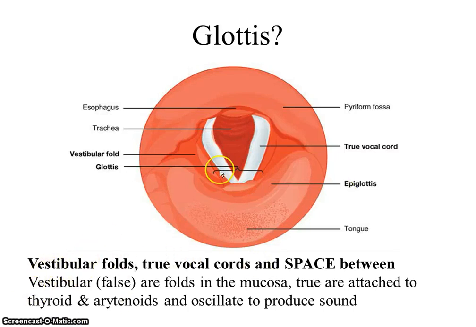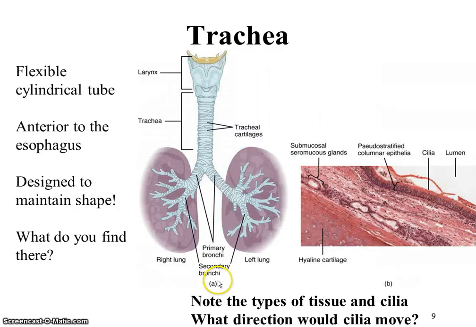So again, the space between the vestibular folds is part of the glottis. Folds in the mucosa, two are attached, and these are what actually, when air rushes past, sound is generated in. Then your lips and tongue will form the sounds emanating from what we used to call our voice box, the larynx. So again, they oscillate to produce sound. These two vocal cords.